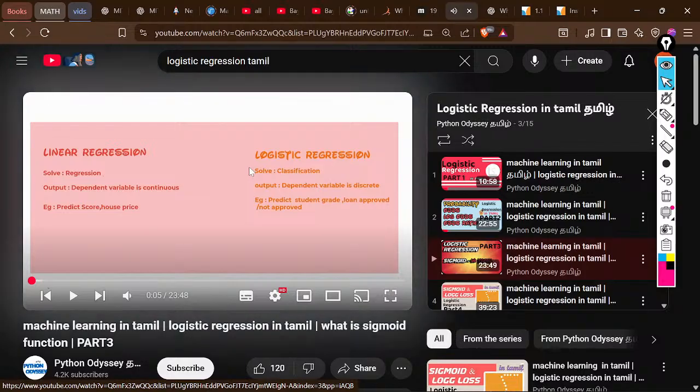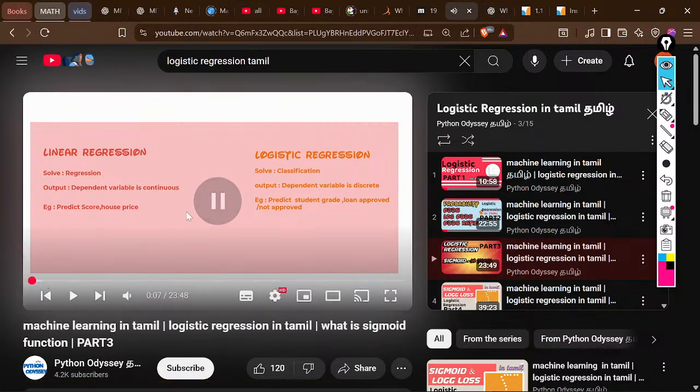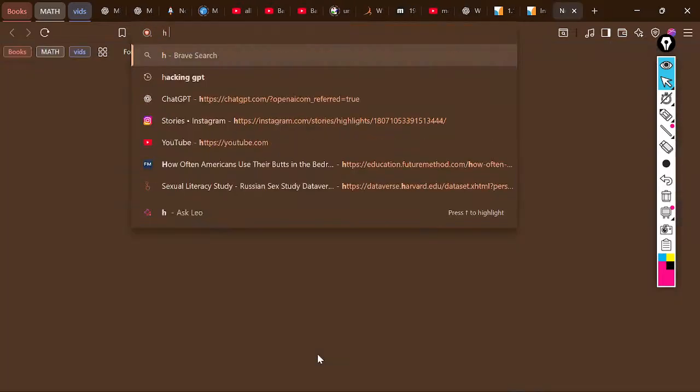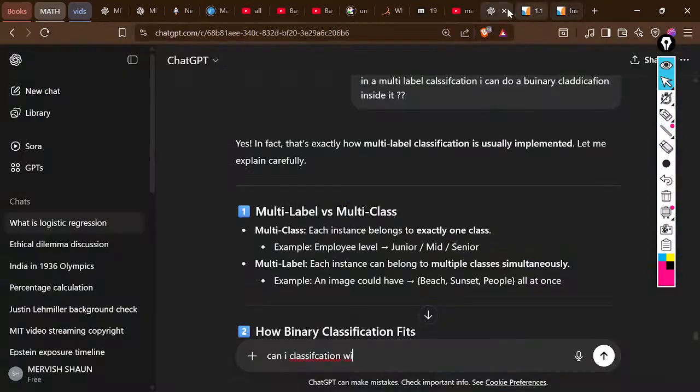So we're using logistic regression to do classification. Can I do it the other way? It's a stupid question. Can I do classification? Can I do logic with classification? Oh, okay. Can I do classification with logistic?